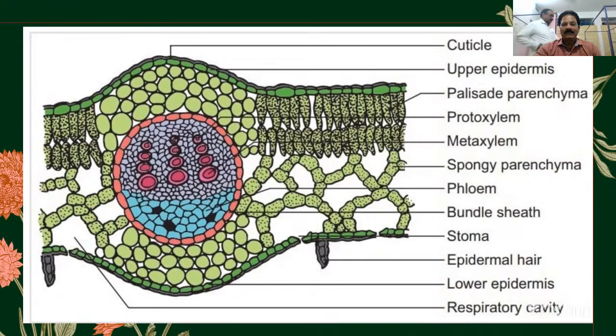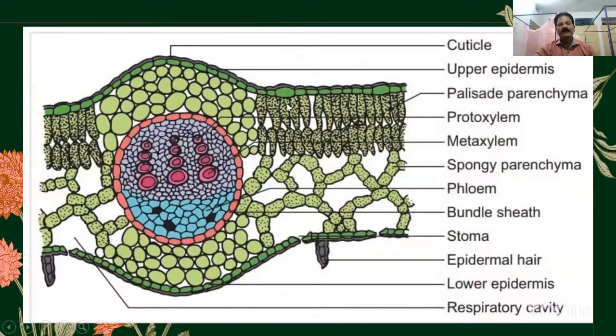Both the epidermal layers are made up of a single layer of cells. Same like root and stem, you can observe the epidermis is made up of a single layer of cells. This is upper epidermis. The lower epidermis is also made up of a single layer of cells.